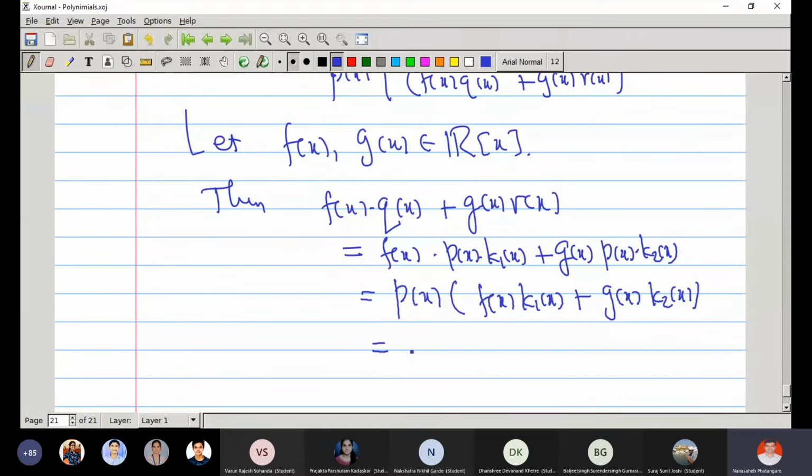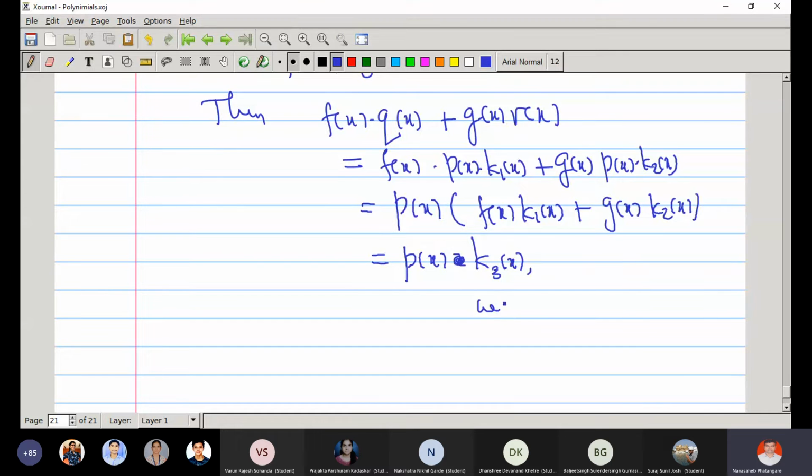Therefore, this is equal to P(x) times some k3(x). What is k3(x)? k3(x) is this polynomial, f(x) times k1(x) plus g(x) times k2(x). And is it in R[x]? Is k3 in R[x]? Yes, right, because it is addition and multiplication of polynomials, it is a polynomial.